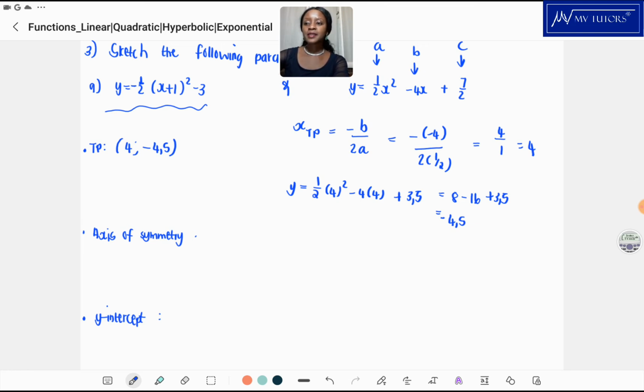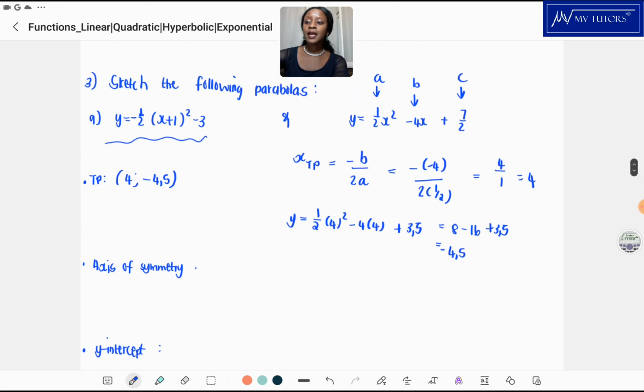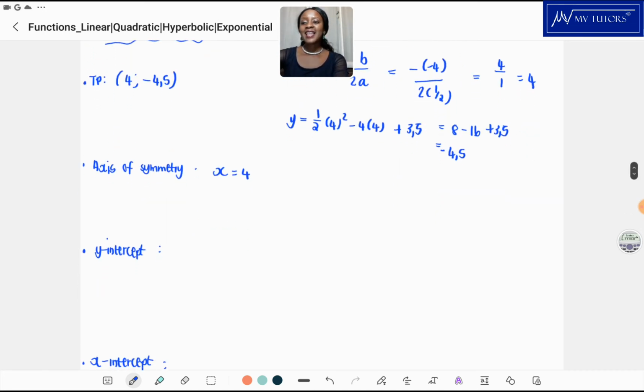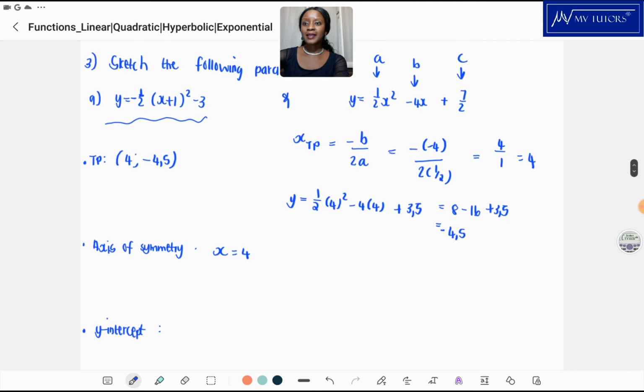Alright, so now the axis of symmetry. I did tell you guys that the axis of symmetry, that's basically the x coordinate of your turning point. Okay, so if we had 4, then the equation of the axis of symmetry will just be x is equal to 4.